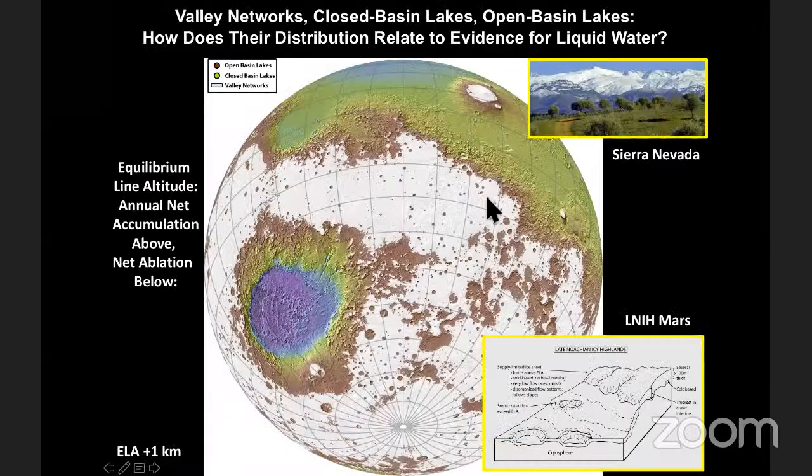Well, is this plausible? Let's take a look. How does the distribution of these features relate to this model of the equilibrium line altitude at plus 1 kilometers? This would be all snow and ice. This is all dry down here in the lowlands. And indeed, this is the Late Noachian Icy Highlands model. What happens if we produce minor elevations of temperatures to cause the geotherm to go, the equilibrium line altitude to move up into this deposit?